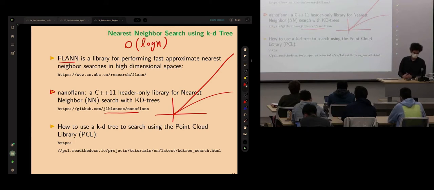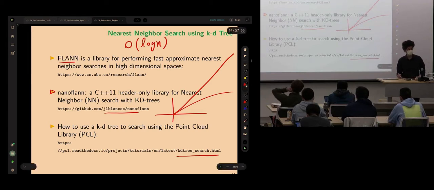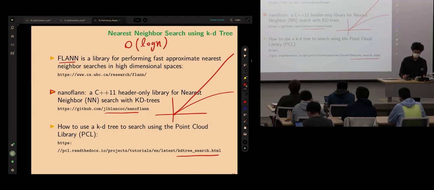Similarly, in MATLAB, Python, Julia, you can find libraries to solve this problem. If you want to read more about it, you can go to the Point Cloud Library. There's documentation here. You can look into the KD-tree API that they provide.